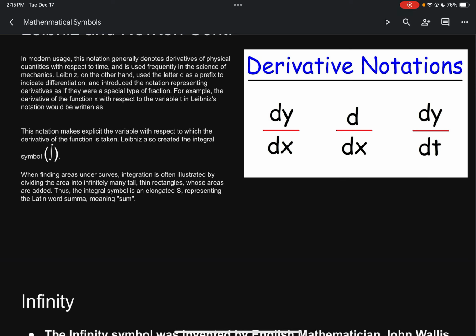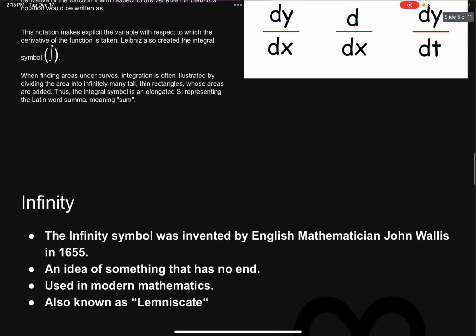When finding areas under curves, integration is often illustrated by dividing areas into small, tall, thin rectangles, and all of those areas are added. So that's why the integral symbol was symbolized by the letter S, representing the Latin word summa, which means sum.